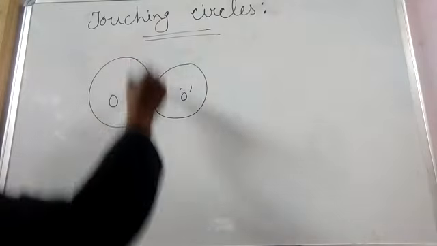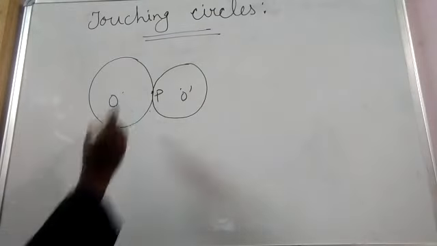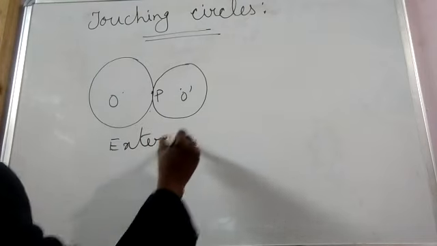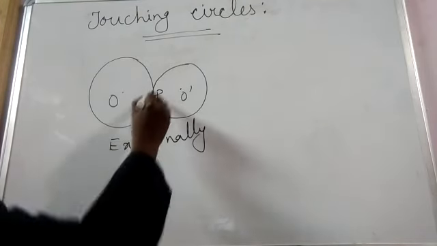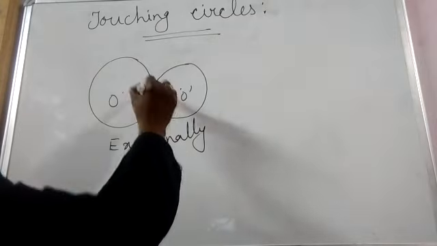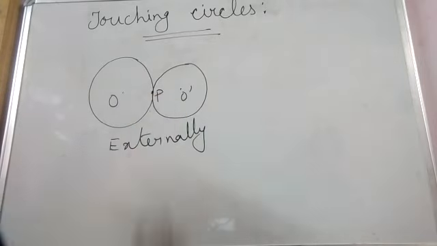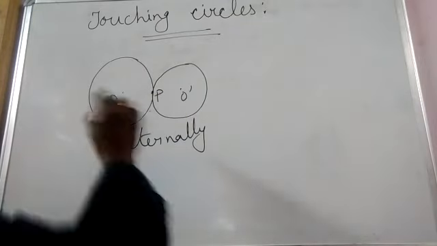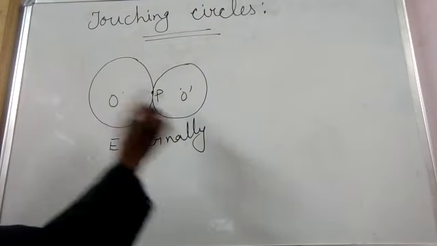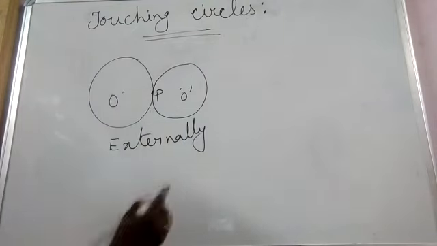So we can say that these two circles are touching each other externally and they have only one point of contact. So two circles, if they have only one common point, they are said to be touching circles, and these two are the two circles touching each other externally.